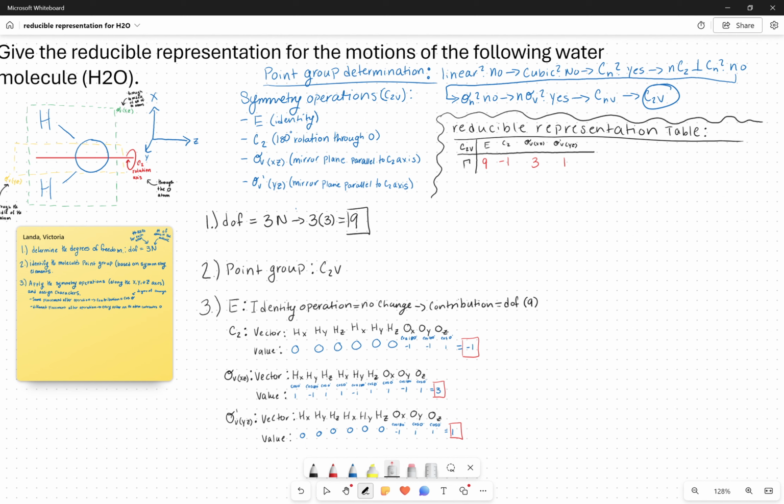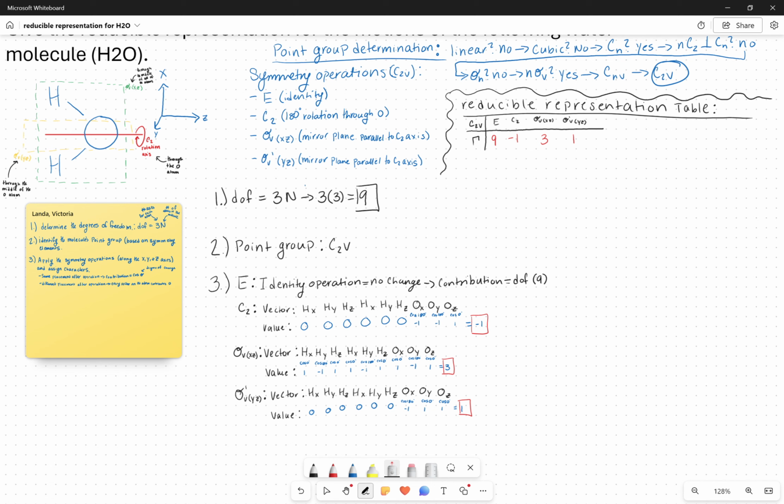Okay, now what do we do with this? Well, we need to generate a reducible representation table. What we see right here, ignoring these, is that for C2v we have 4 symmetry operations: E, which is the identity, C2, which is a principal rotation axis, sigma v through the XZ plane, which is a mirror plane, and sigma prime v through the YZ plane, which is another mirror plane. So these gamma values are the reducible representation values.